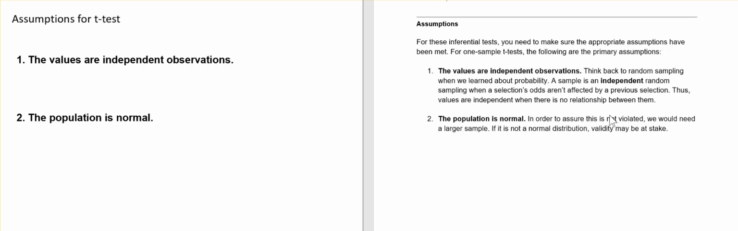And then the population is normal. Think back to a normal distribution. You want to have that normal bell curve, or as perfect as you can, and the skewness and kurtosis and other features are not too extreme. That's what you would be checking for a one sample t-test. We're not going to be checking for the assumptions today, but we will in later parts of this course.